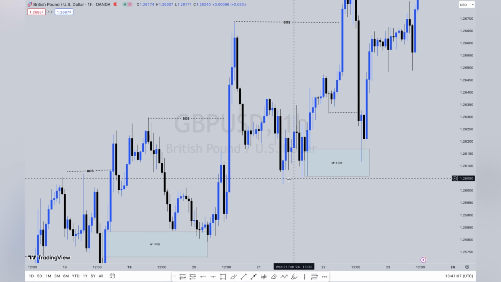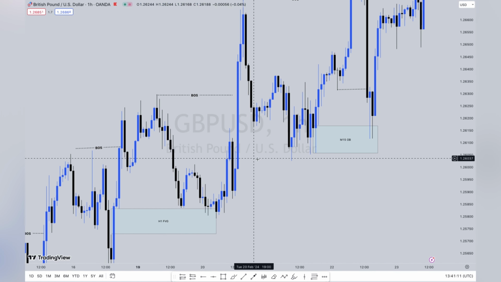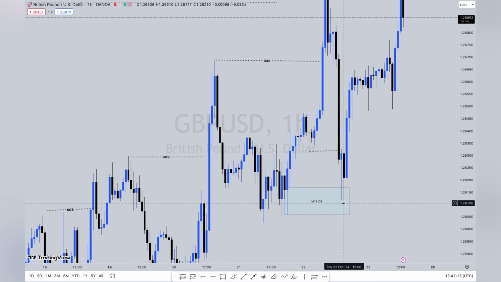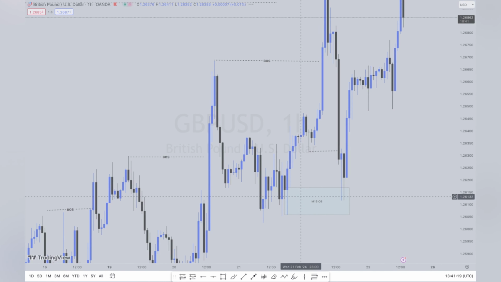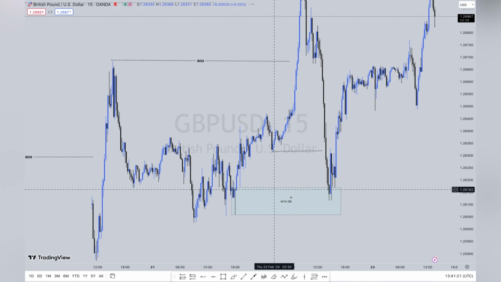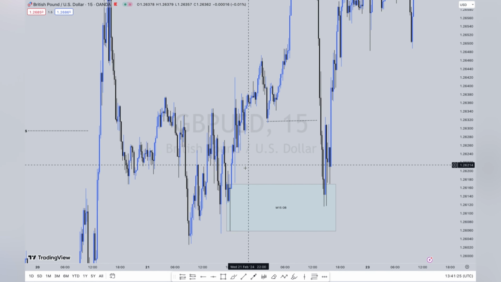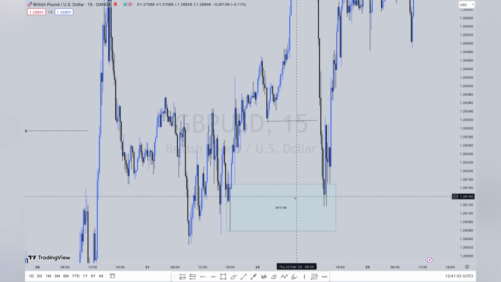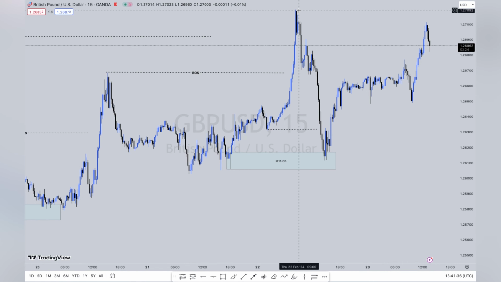We have a pullback down here, and if I go to the lower time frame, I'm sure price mitigated something, and then we had a push again and a break of structure here. On the 15 minute, price mitigated an order block right there. You can see the order block candle, and right at the tip of the order block there's a gap between this candle and the order block candle. So we have an FVG here, price mitigated the order block, and then price is currently pushing up, and this is going to be our target.